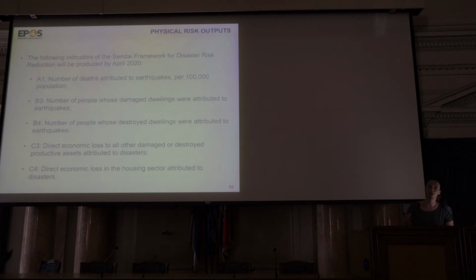We feel there are a number, not all of them, but a number of the Sendai framework for disaster risk reduction indicators that can be readily calculated using the models that we're putting together. So we can calculate the number of deaths attributed to earthquakes per 100,000 population, the number of people whose damaged dwellings were attributed to earthquakes, the number of people whose destroyed dwellings were attributed to earthquakes, the direct economic loss to damaged or destroyed productive assets and not residential buildings, and to the housing sector.